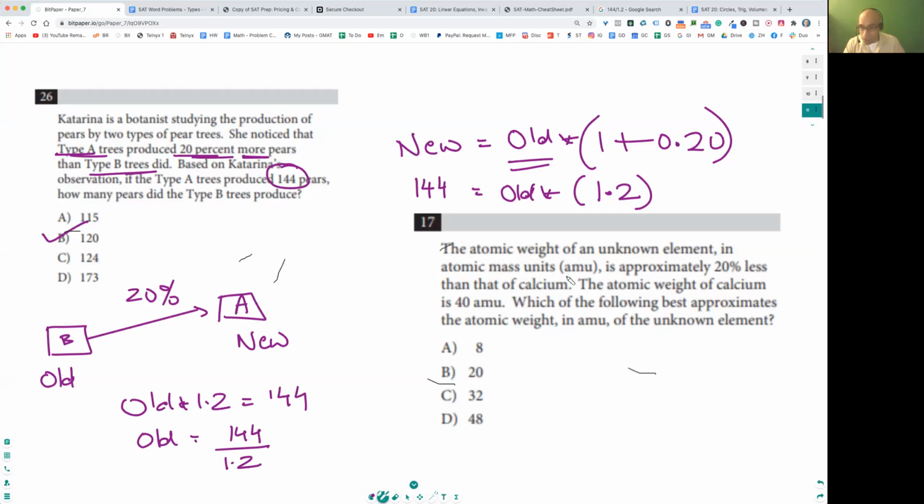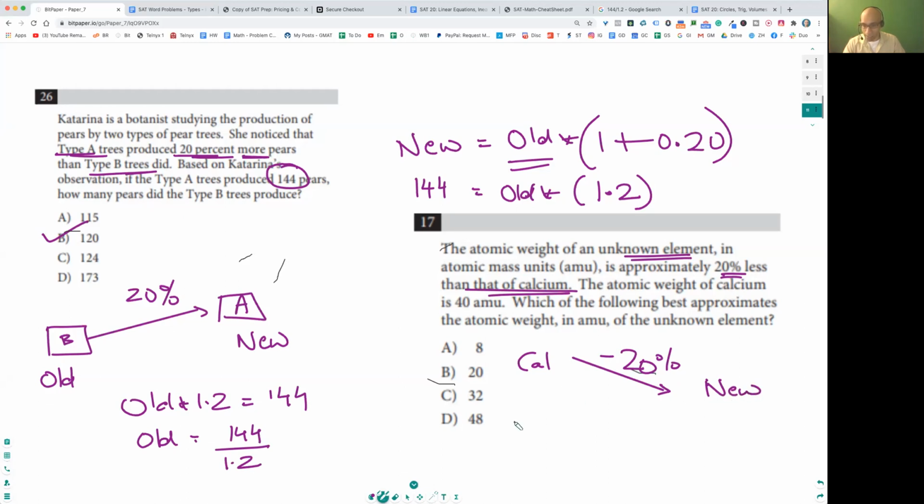Now, this one, the same way. Remember what's given over here: an unknown element is 20% less than that of calcium. Remember, it's like the new price is 20% less than that of the old. So you're gonna have calcium here. I always like to draw these arrows here, negative 20%, and then you're gonna have the new element over here, the unknown, right?